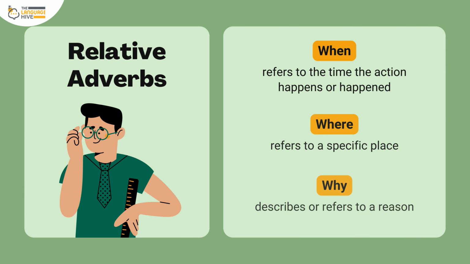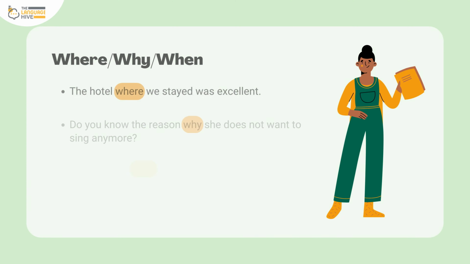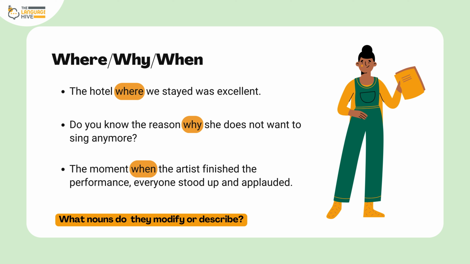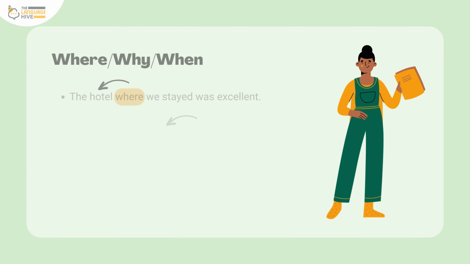Relative adverbs. When refers to the time the action happens or happened. Where refers to a specific place. Why describes or refers to a reason. When, where, why. The hotel where we stayed was excellent. Do you know the reason why she does not want to sing anymore? The moment when the artist finished the performance, everyone stood up and applauded. What nouns do they modify or describe?